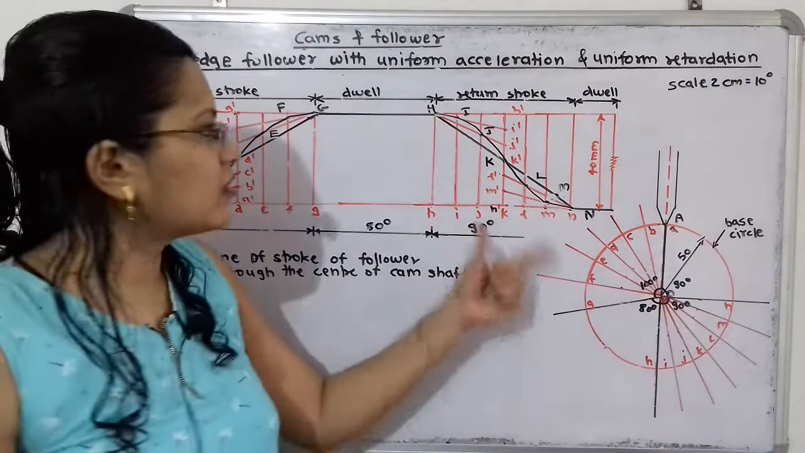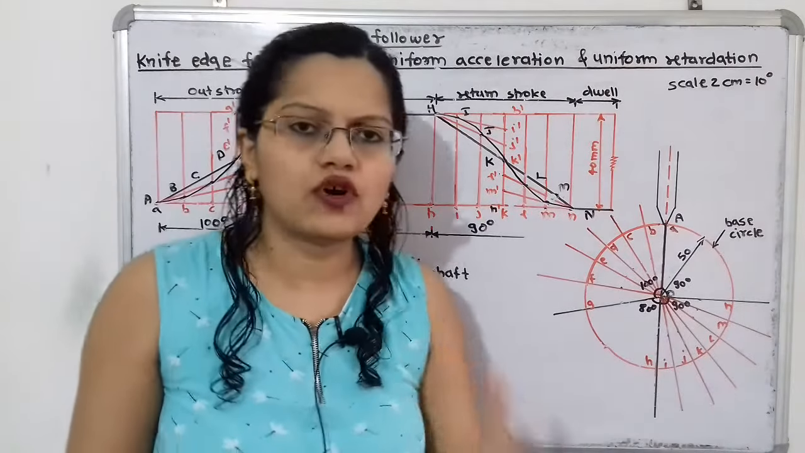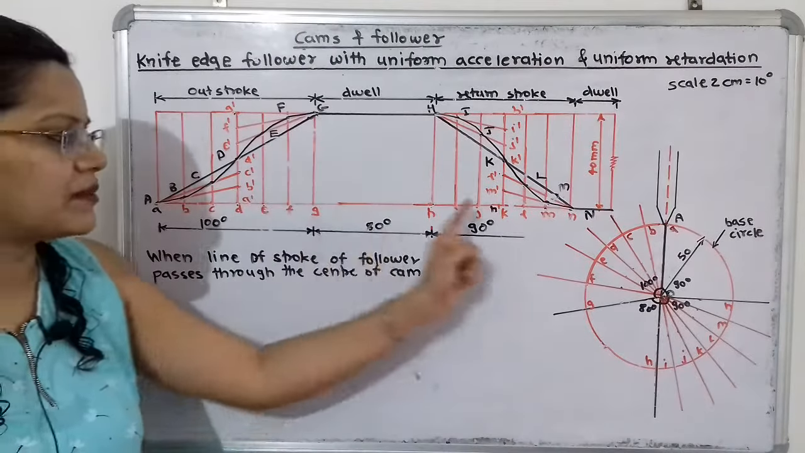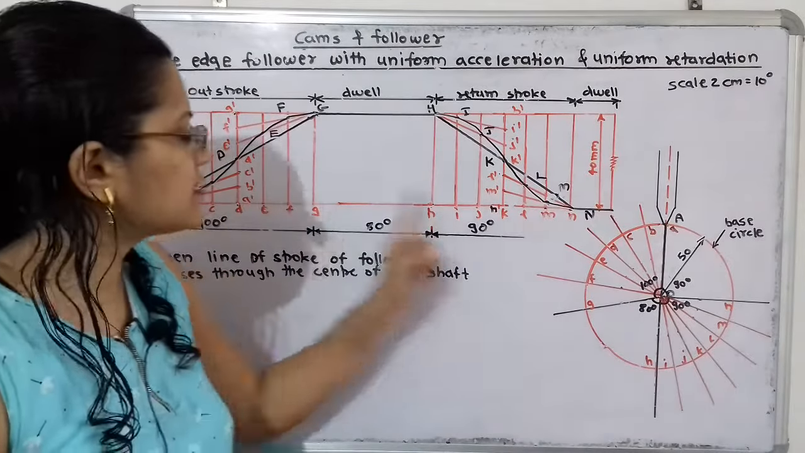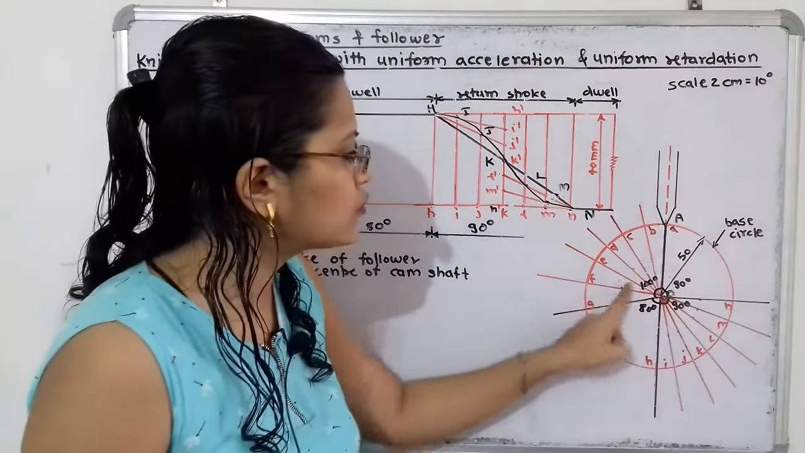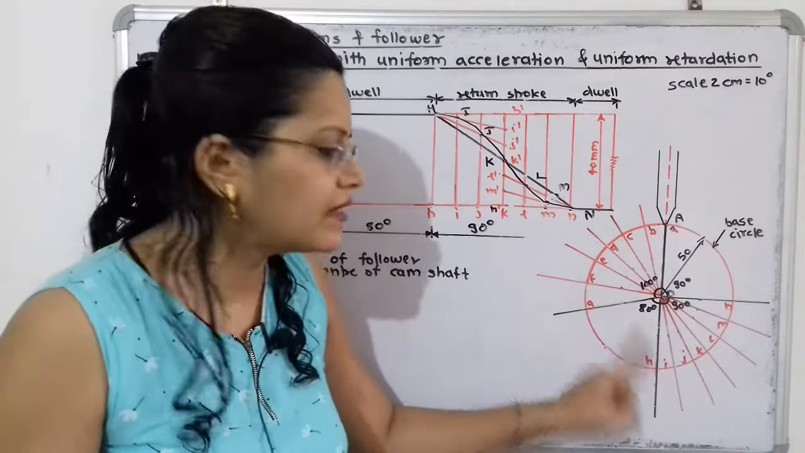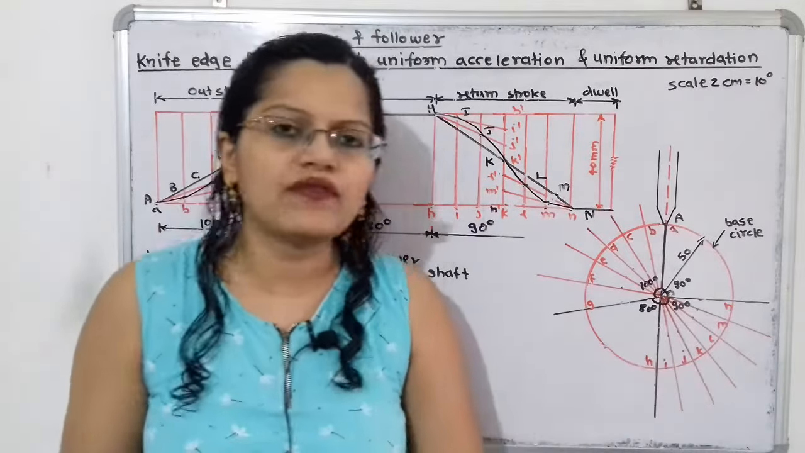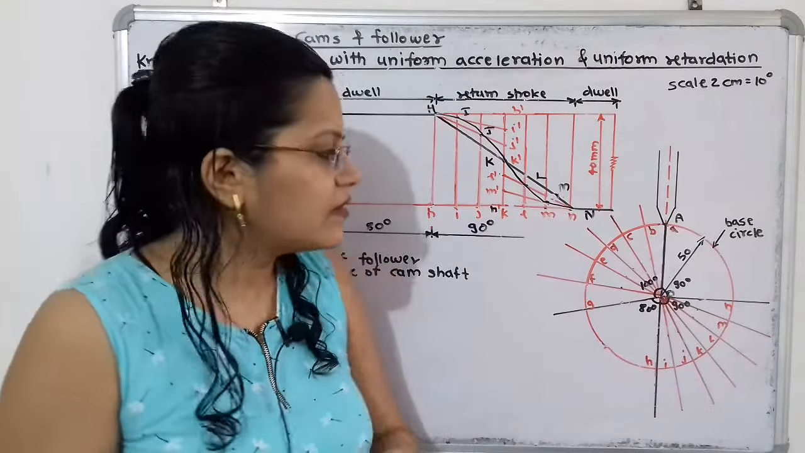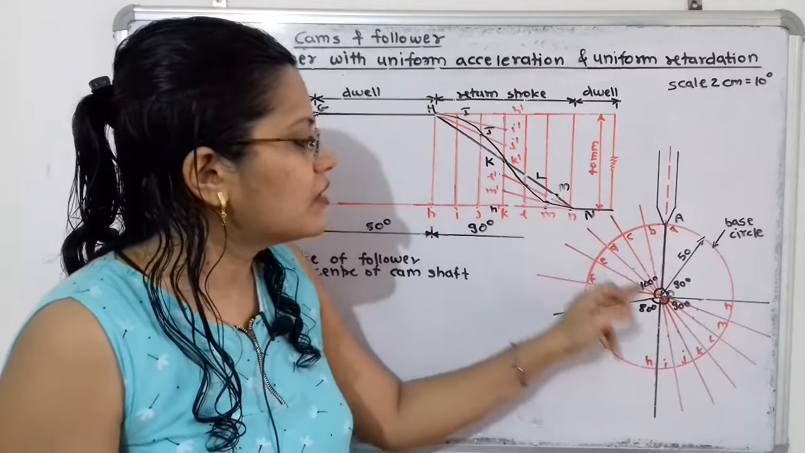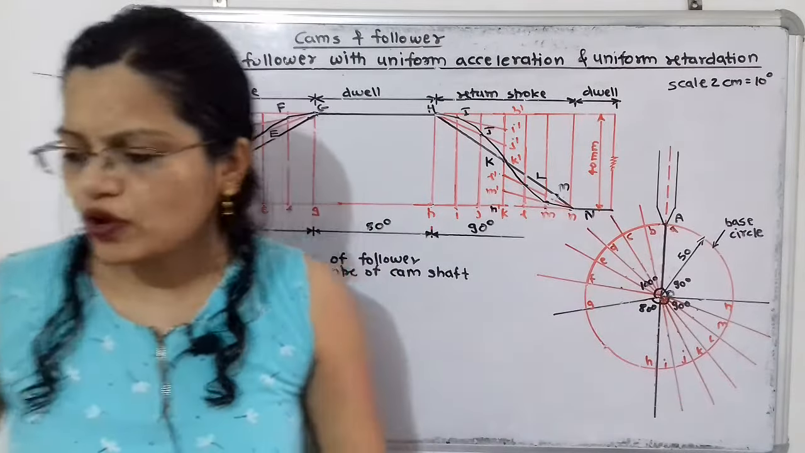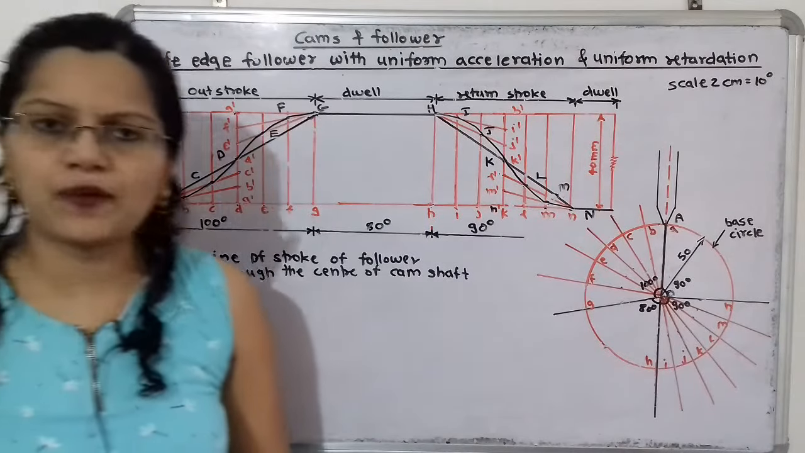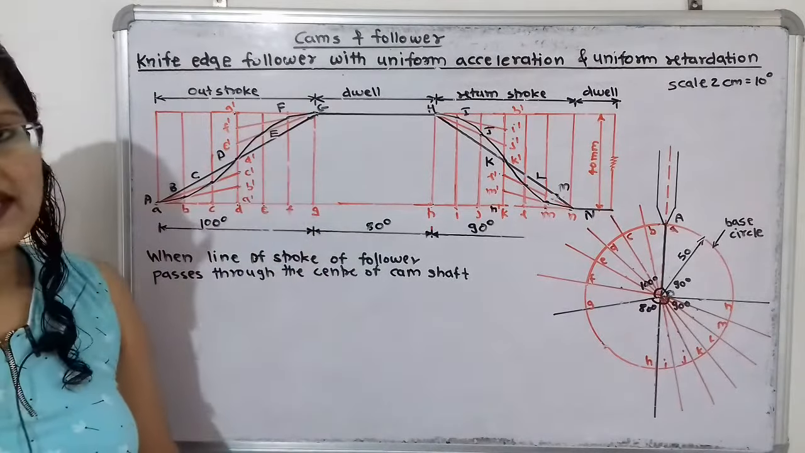Now for the period of the outstroke and return stroke we have to again make equal number of parts as made in the displacement diagram. So here there are 6 number of parts. So for 100 degree also we have to make 6 number of equal parts, and for this 90 degree in the return stroke also we have to make the 6 number of equal parts. And then from these equal parts we will draw the line passing through those selected points. Now we will select the trace points as in the displacement diagram.